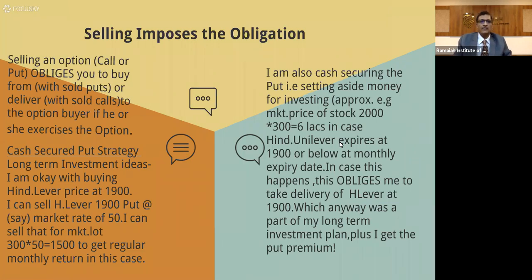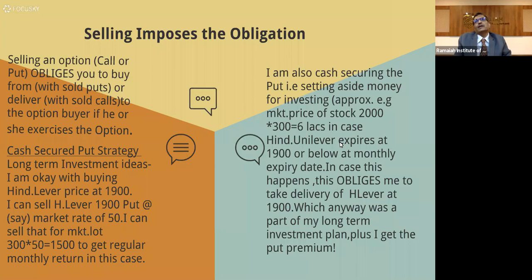So I am saying that I'm okay with buying Hindustan Lever at 1,900, in case the market is good, because it will go anywhere. My view is long term, in a year it should go up to 2,600.